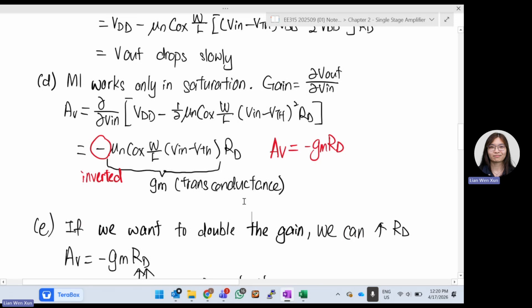So what exactly is mu nCox W over L, V in minus VTH? This term over here is your GM, the first GM that we derived. This is what we call the transconductance. So if we simplify it, our gain for the common source amplifier with resistive load is negative GM times RD. The RD is the resistor that we put up there.